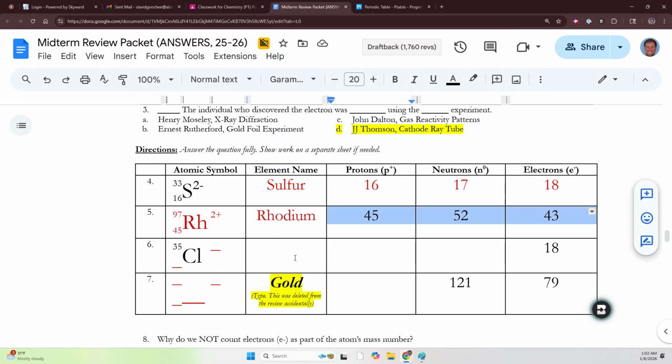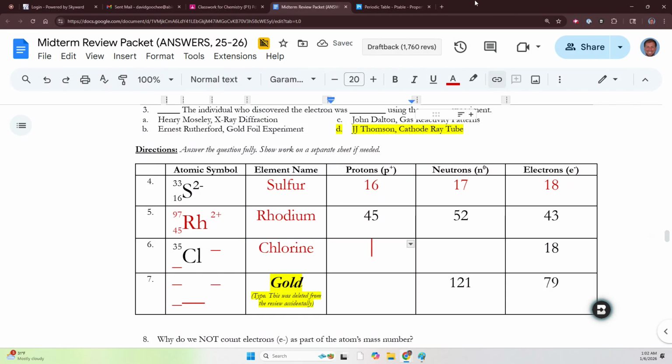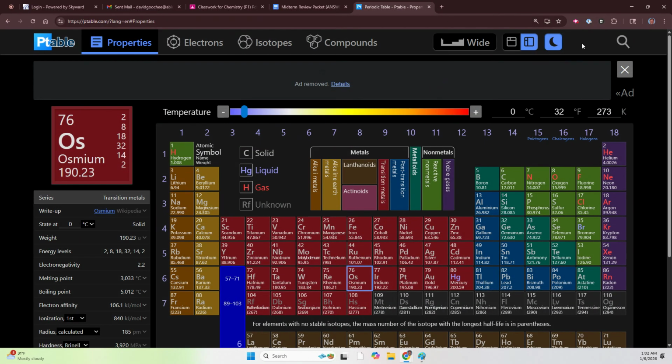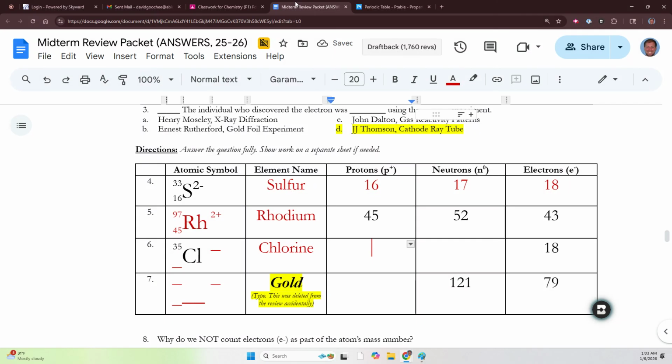Now let's do chlorine, Cl. We need to figure out how many protons it has, and that's as easy as finding chlorine on the periodic table. Chlorine is element 17. So this has 17 protons. And from here, we're off to the races. 17 protons, 18 electrons. That means it has 1 more electron, so it's got a 1 minus charge.